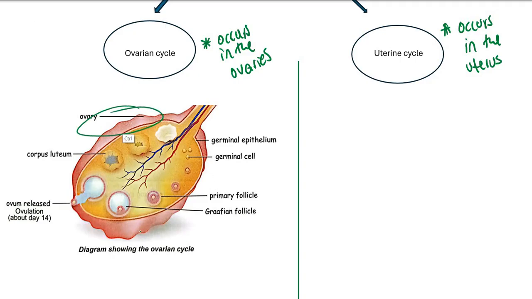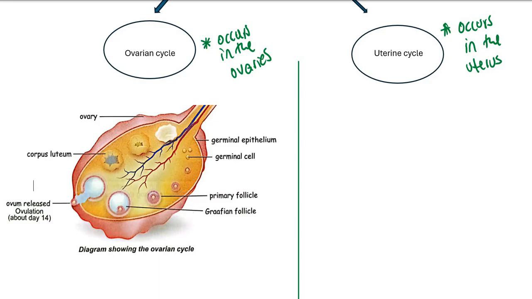Okay, so here's a nice diagram of our ovarian cycle. You just have to understand that these are the ovaries here. Then you have your germinal epithelial cell, right? This is the germinal epithelium cell which makes up the ovaries. Now remember, during oogenesis, what happens? The germinal epithelial cell will undergo meiosis, and then you're going to have your germinal cells which are going to form the primary follicles. So you can see that these are your primary follicles, right?